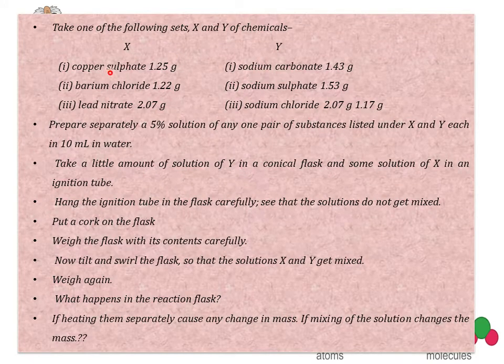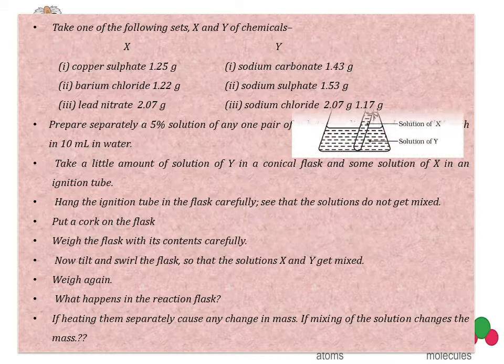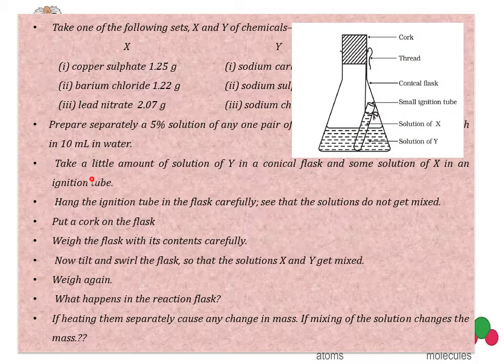Either take copper sulfate or sodium carbonate or barium chloride with sodium sulfate, and prepare separately a 5% solution of any of these substances listed under X and Y, each in 10 ml of water. Now take a little amount of Y solution in a conical flask and some solution of X in an ignition tube. So let's say we'll take sodium sulfate in this conical flask and barium chloride in this ignition tube.